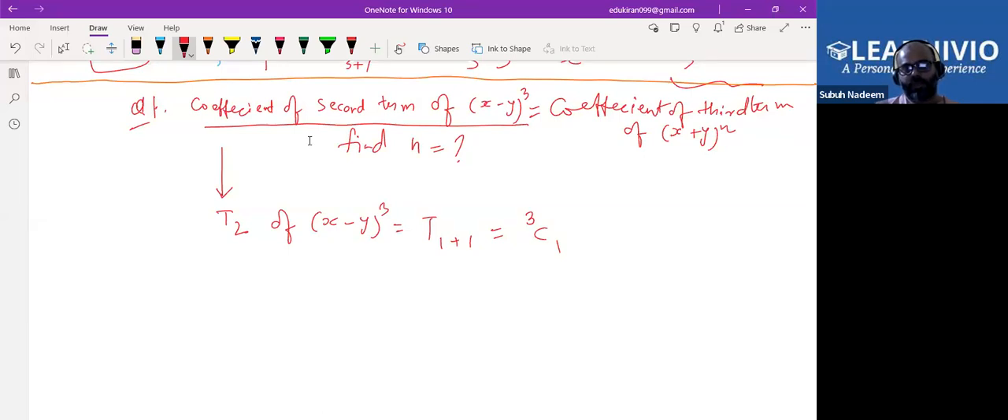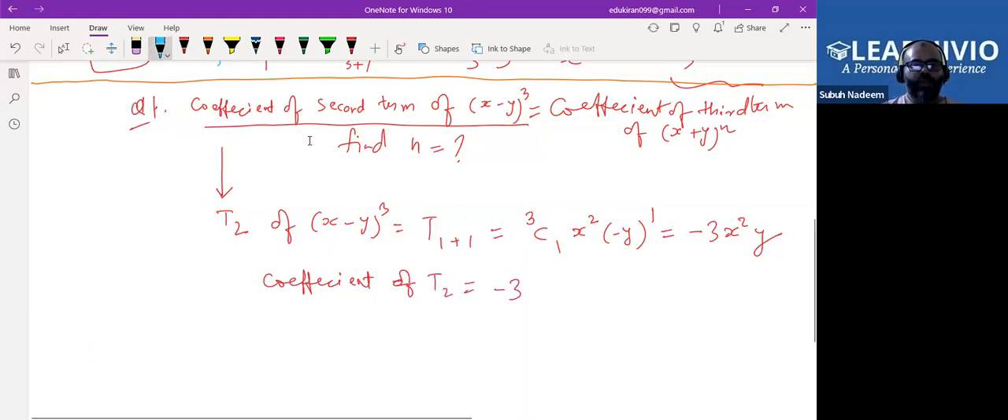Plus 1. There, x to the power 2 and minus y to the power 1. So this will become minus 3C1, which is 3. When you calculate 3C1, it will be 3 factorial by 2 factorial into 1 factorial, so it will be 3. So minus 3x square y. Now we are interested in the coefficient, which is not the variable. So the coefficient of T2 is equal to minus 3 only.